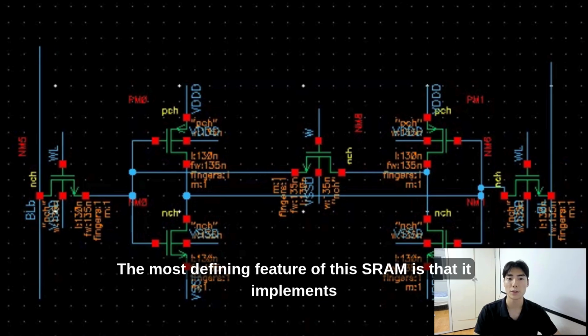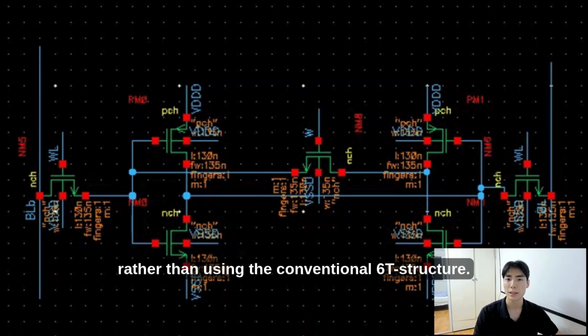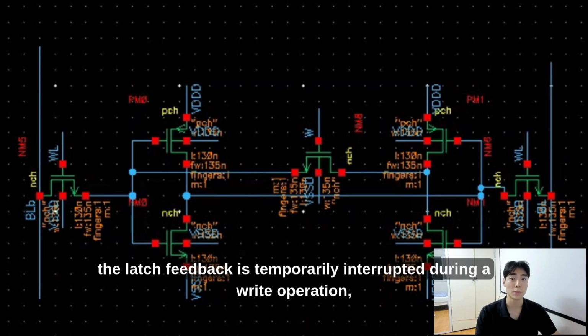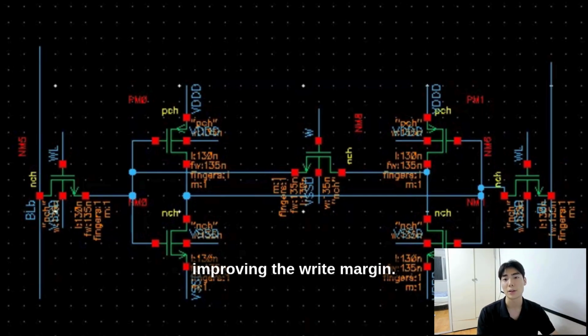The most defining feature of this SRAM is that it implements a 7T cell structure that cuts off the internal feedback latch, rather than using the conventional 6T structure. Using this mechanism, the latch feedback is temporarily interrupted during a write operation, making it easier to override data and significantly improving the write margin.